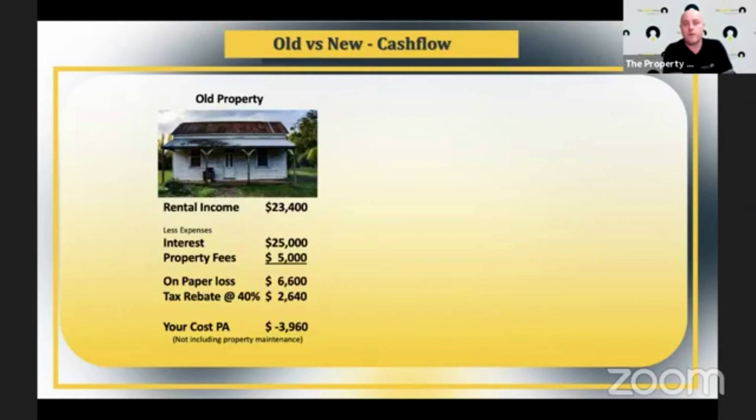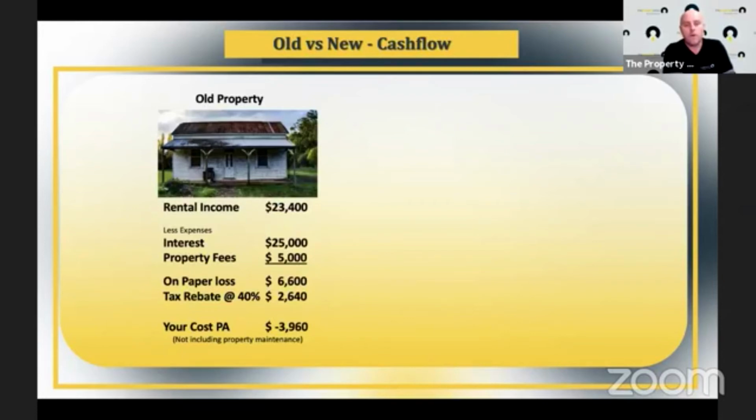Now, the property fees are your land rates, your insurance, and your property management fees. That could be lawn mowing, it could be strata, body corporate, it could be anything like that. So when you look at that, you've got an on-paper loss of $6,600.